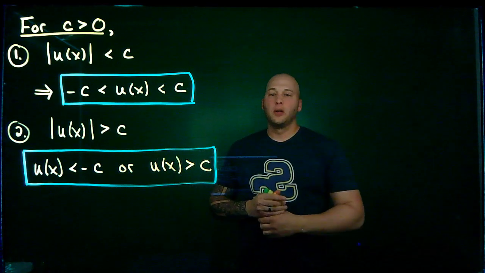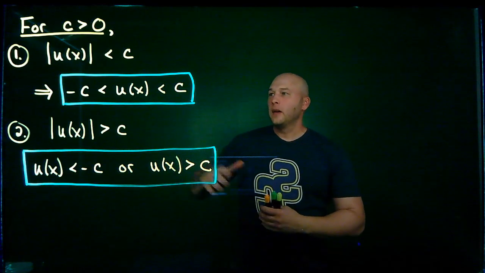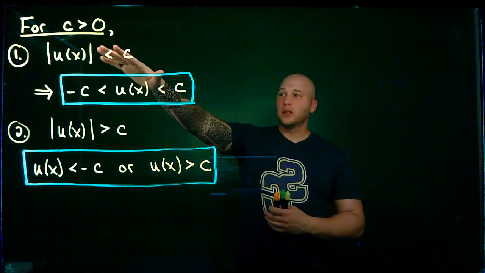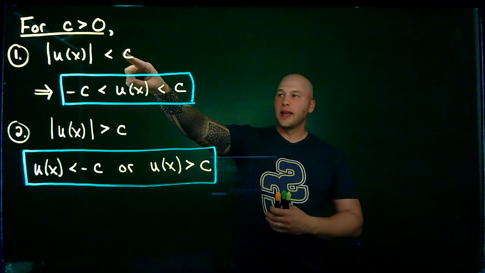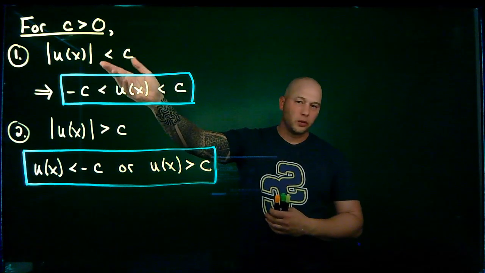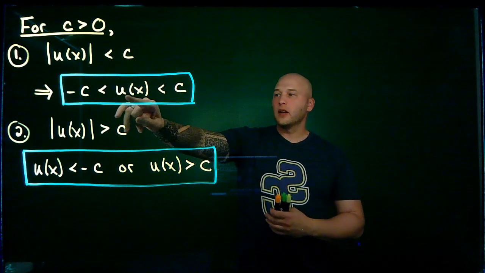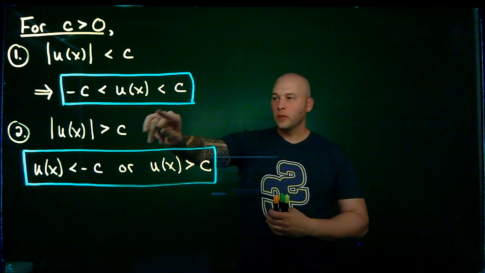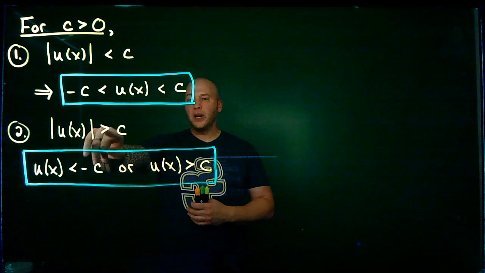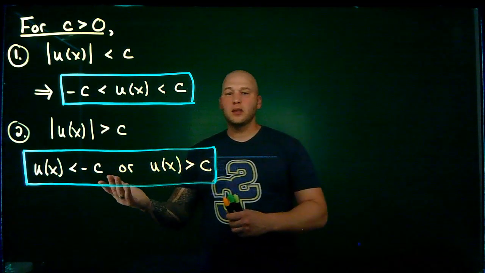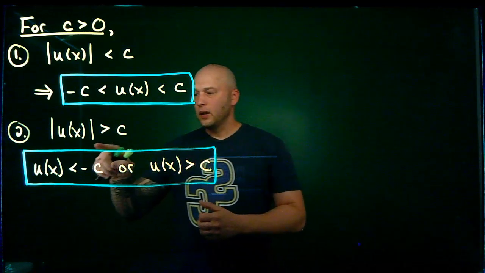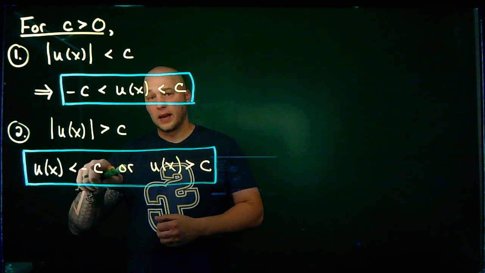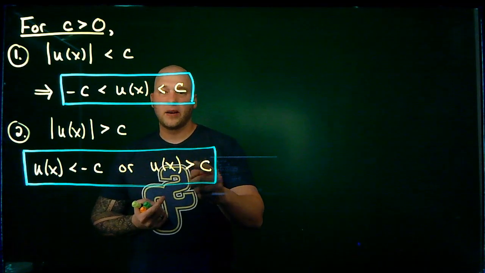Here's the two general types of examples. If I have a positive constant c, and the absolute value of u of x is less than c, and it also could be less than or equal to, then u of x is between -c and c. However, if the absolute value is bigger than a constant, then I have to set this up as follows: the values of u of x are less than -c or bigger than positive c.